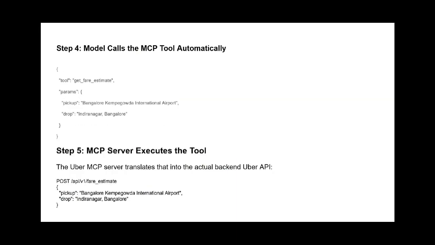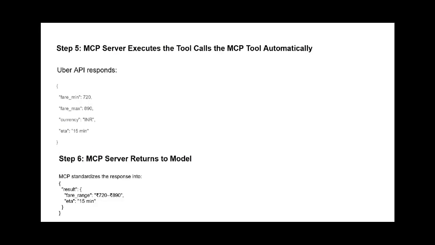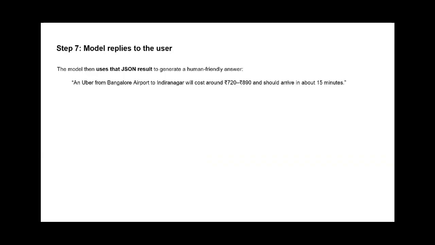Whenever the model calls the MCP tool, it provides the required parameters, which are pick up and drop. In turn, the MCP server communicates with the Uber API and gets the response. The response would be the minimum fare, maximum fare, whether it is in Indian currency, and the estimated time. The MCP server returns the details back to the model, and again, the model responds in a conversational way to your system.